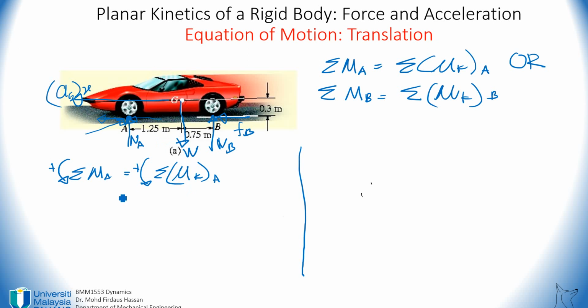So what is left? We will have NB times the radius, meaning B to A. Now B to A, because you refer to point A, is 2 meters. And this one is clockwise. Counterclockwise is positive. What else? Weight. Weight is downward, so it will create a clockwise moment. So it will give you negative W times 1.25. G to A, you draw a straight line here, G to A is 1.25.